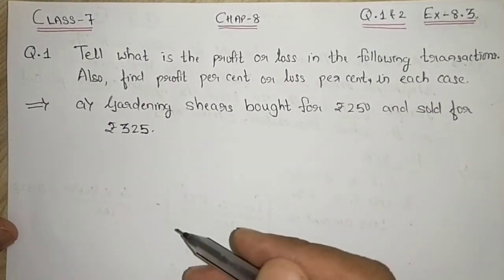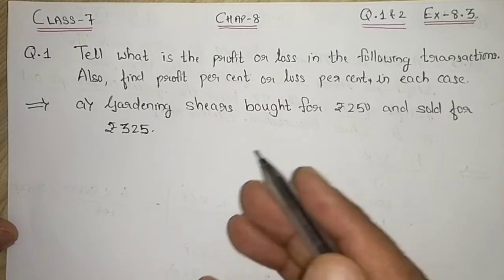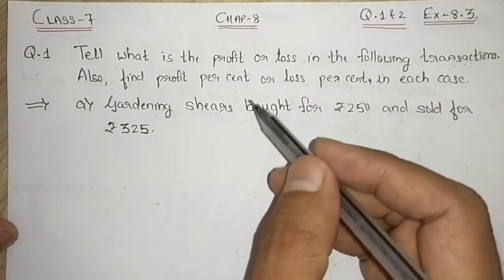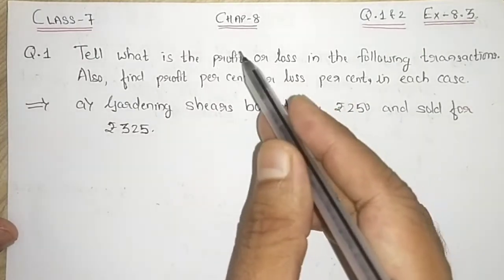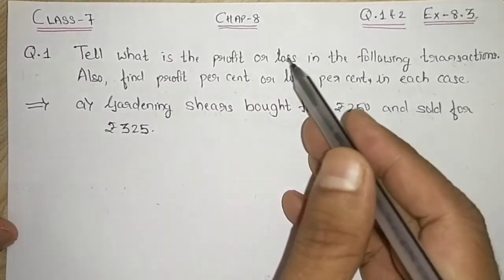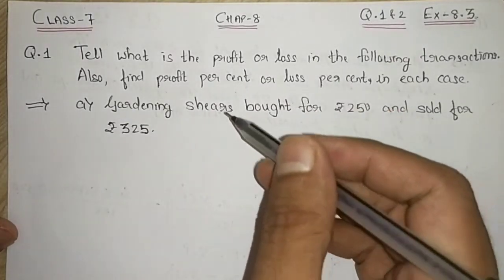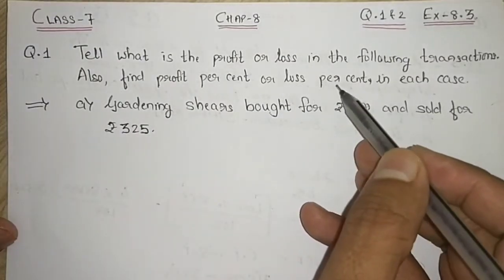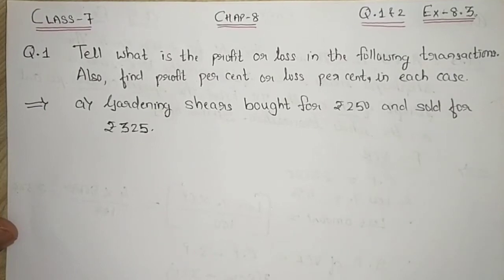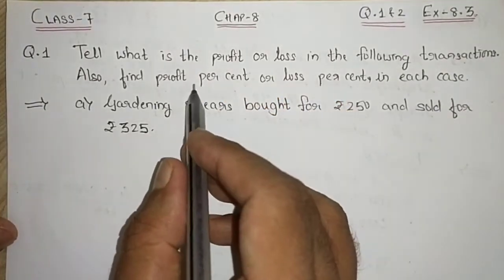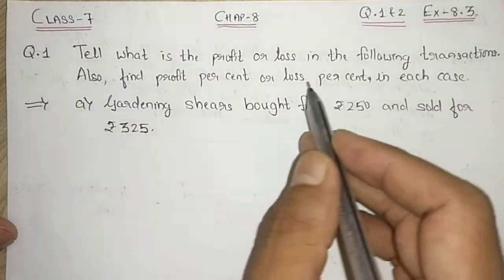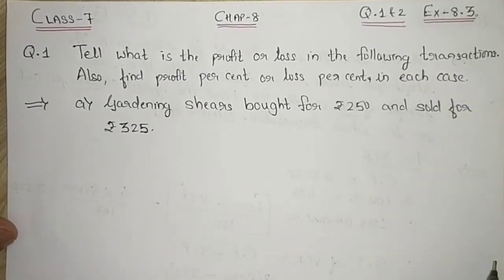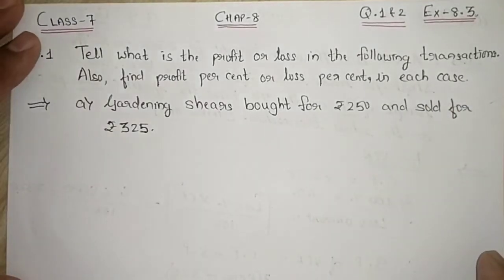Some transactions are given, A, B, C and D, 4 parts. You have to look at the transactions and tell if it is profit or loss. Also find profit percent or loss percent in each case. If it is profit, then you are supposed to find profit percentage. If it is loss, then you are supposed to find loss percentage in each of these cases.